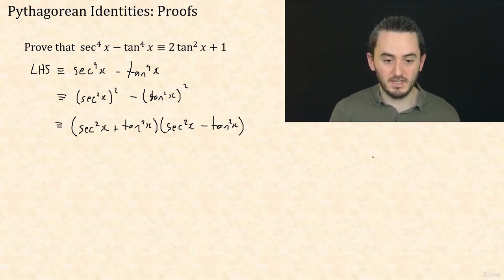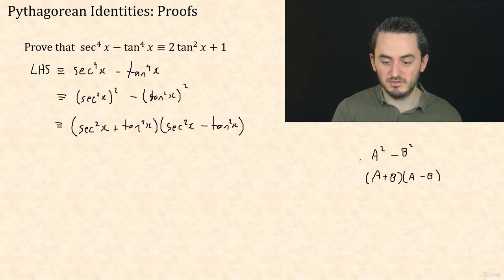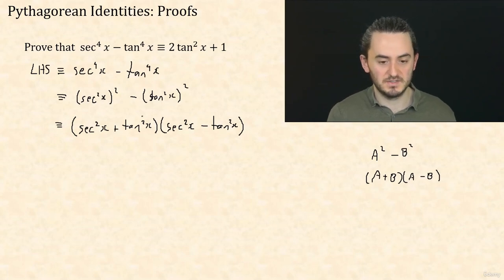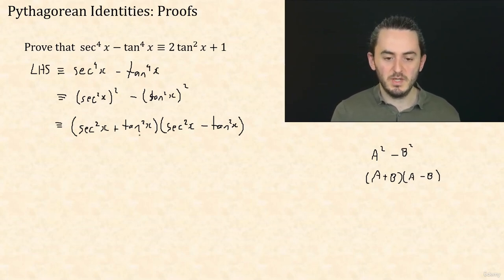Okay, that's just the difference of two squares. It's basically like saying if I've got a squared minus b squared, it's the same as a plus b, a minus b. It's just that in this situation, my a was sec squared x and my b was tan squared x. Okay, what can we do here?